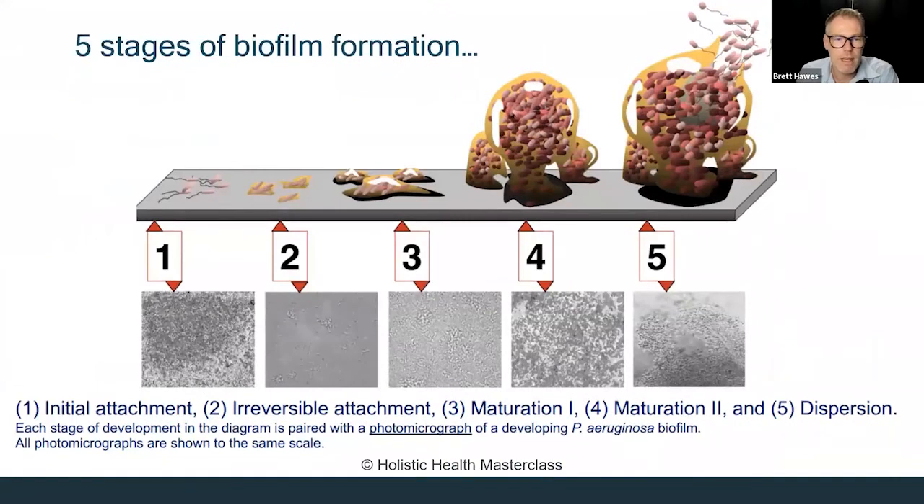So when we look at the 5 stages here, we've got stage 1, which is the initial attachment. 2 is the irreversible attachment. We've got 2 stages of maturation. And then you'll see 5 there is dispersion.